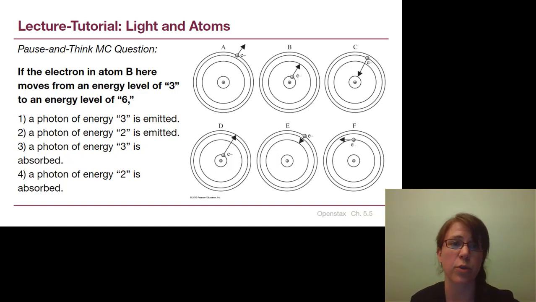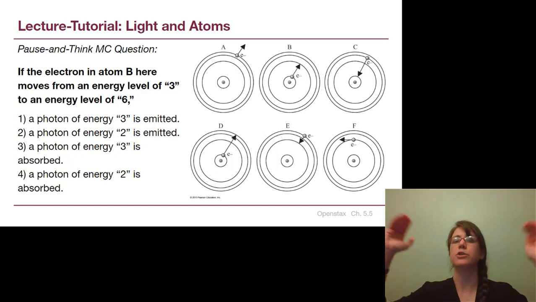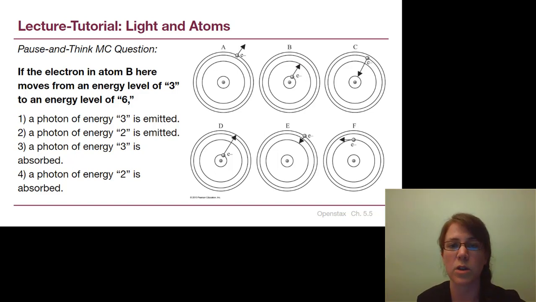All right, a pause and think question for us once we finish the lecture tutorial, but we might even have a sense of it now. If the electron in atom B here is moving from an energy level amount of 3 to an energy level amount of 6, what is happening in that atom? So pause and think through.